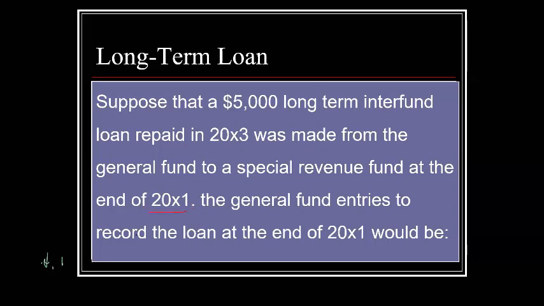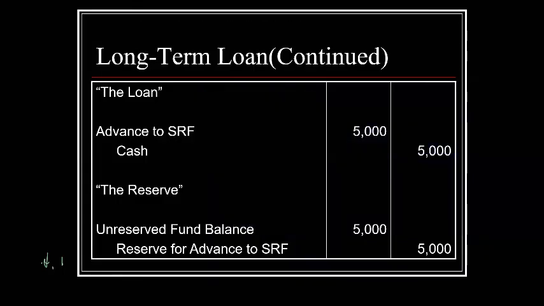The general fund entry to record the loan at the end of 2x1 would be this. This is for a long-term loan, if you remember. And we said if we have a long-term loan, we have an advance, and this one will be debited for the advance to special revenue fund, and the cash is decreasing from the general fund. This amount has been loaned to the special revenue fund, and the cash is credited and decreased from that.